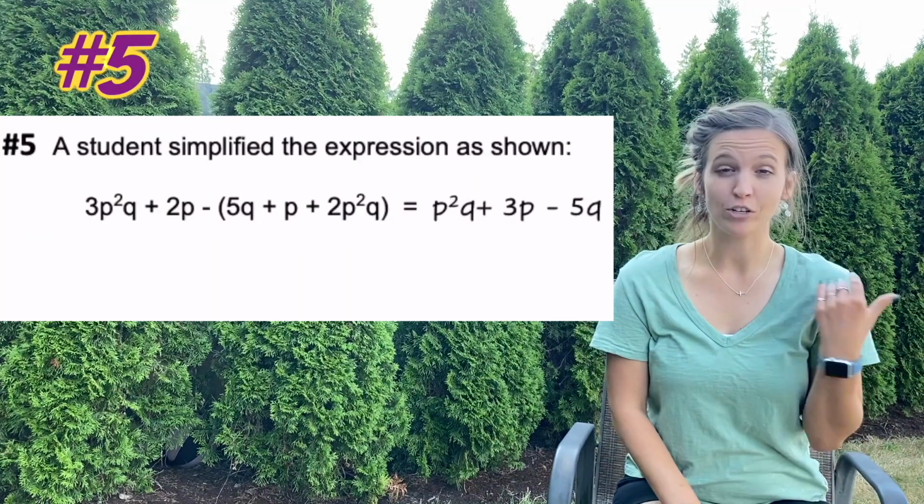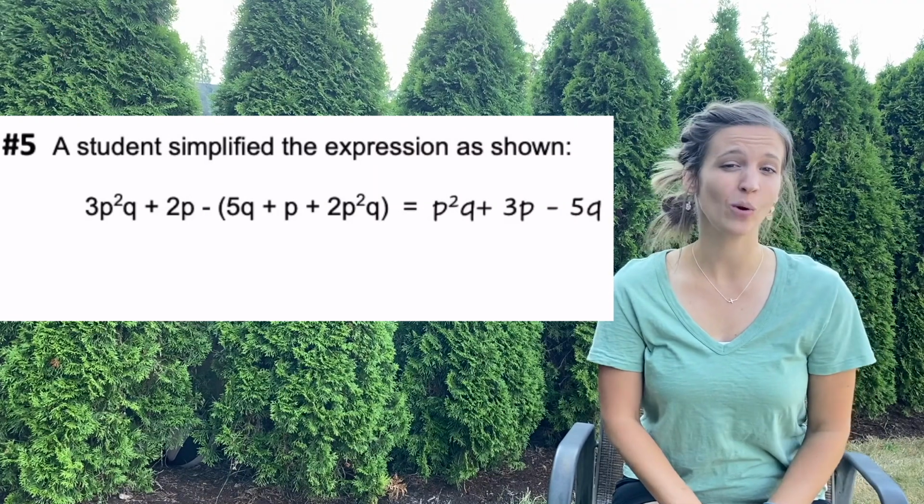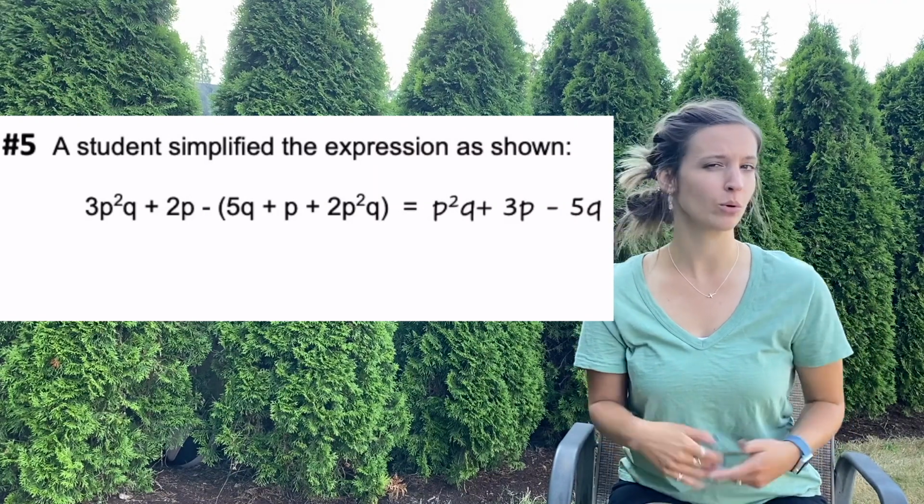All right, for this next one, we have a student simplified expression. So the student got p squared q plus 3p minus 5q. So we want to see if they were on the right track.